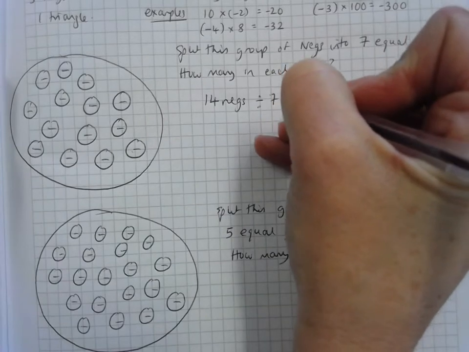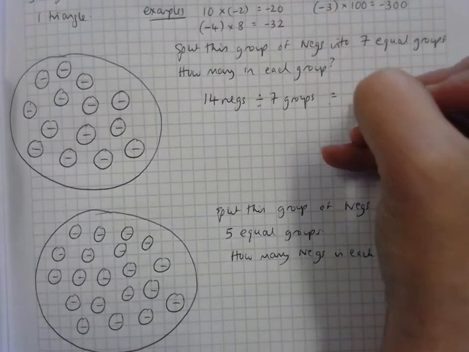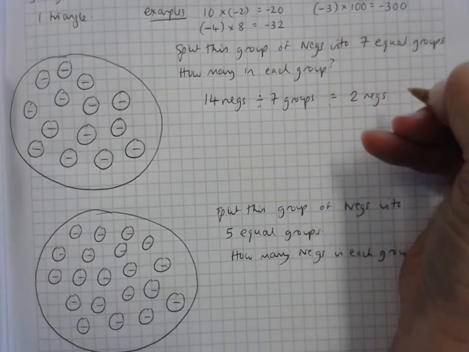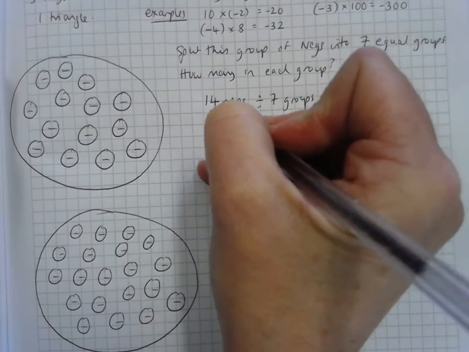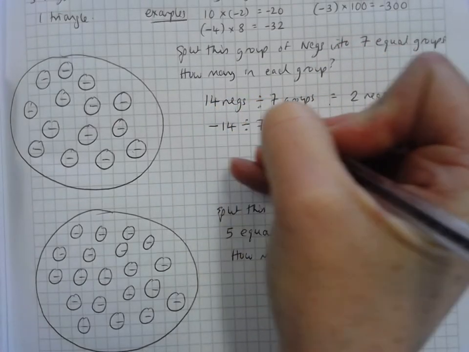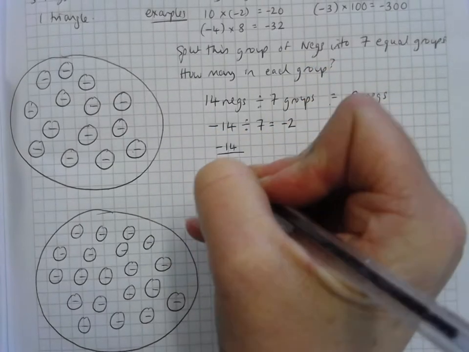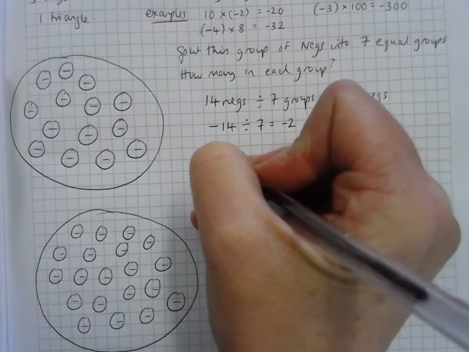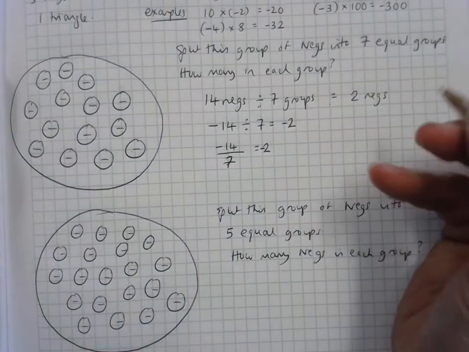Well, if you were dividing those 14 negs into 7 groups, wouldn't you have 2 negs in each group? So what we say is negative 14 divided by 7 is negative 2. Or we might write it like this: minus 14 or negative 14 divided by 7 equals 2. But it's negative 2. Let's take some examples of that.